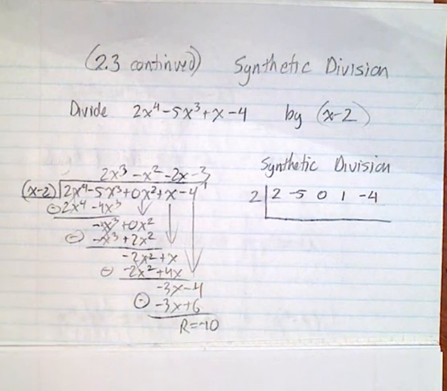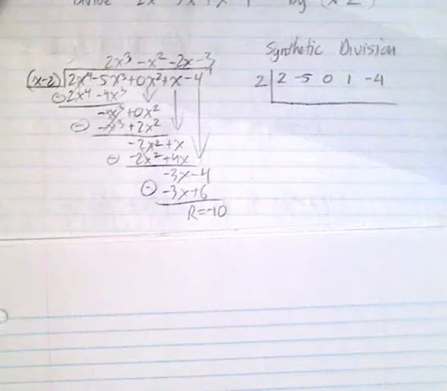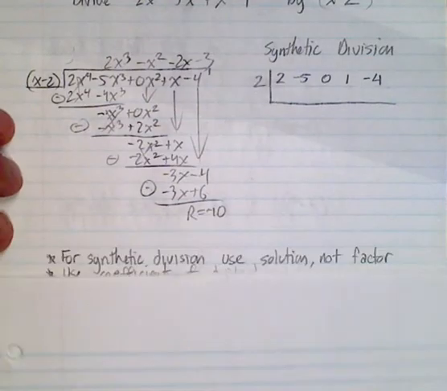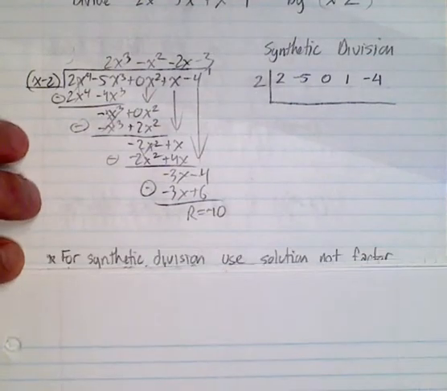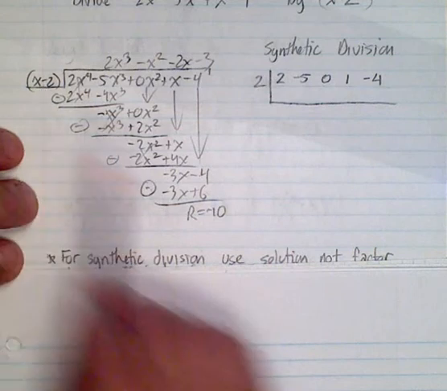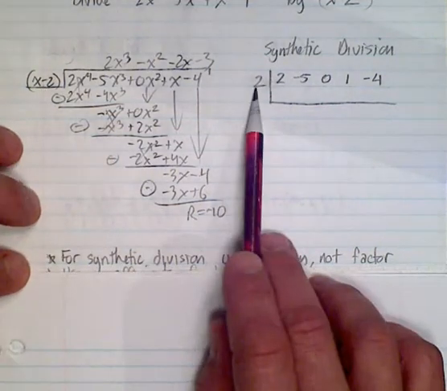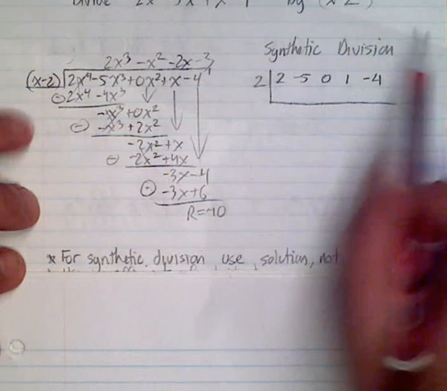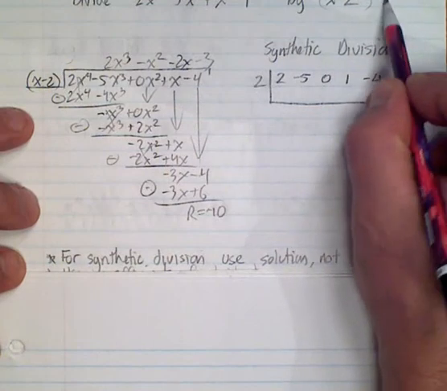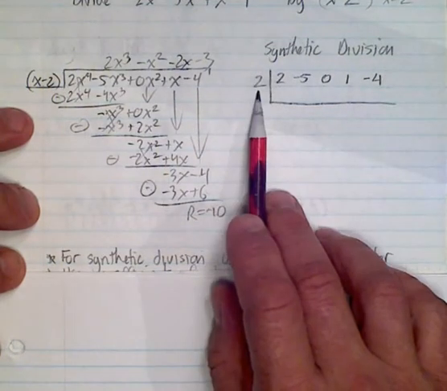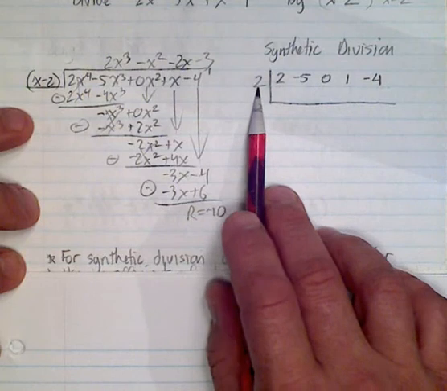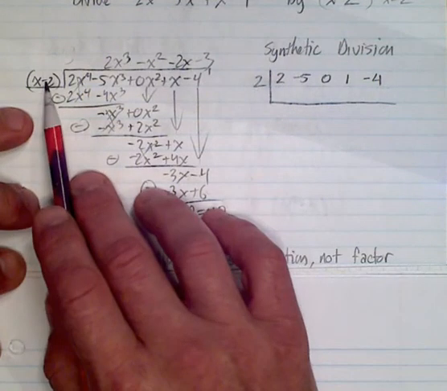It doesn't take that long, as you can see, but what I'm going to show you goes a little bit quicker. Now, with synthetic division, folks, the difference is, look here, we use the factor, but I'm telling you that you use the solution instead of the factor. So if x minus 2 is your factor, that means x equals 2 is your solution. Now that goes on the outside, kind of like your divisor here.